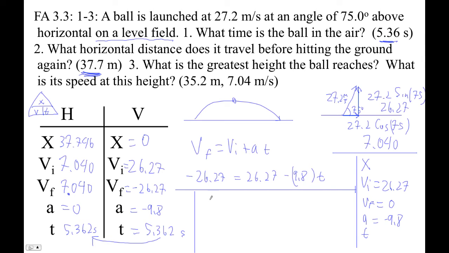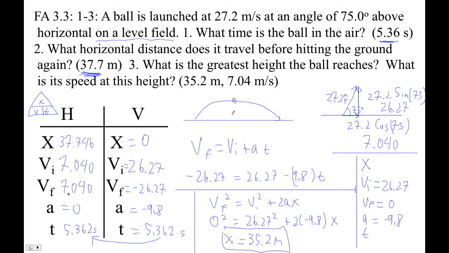So what we're going to use is VF squared is VI squared plus 2AX, only the final velocity is 0. So 0 squared is 26.27 squared plus 2 times negative 9.8 times x, which is what we're trying to solve for. So that's going to be this guy squared divided by 2 divided by 9.8. I'm getting 35.2 for x. So that's the greatest height. This picture's not really quite to scale. 35.2 is how high it gets.